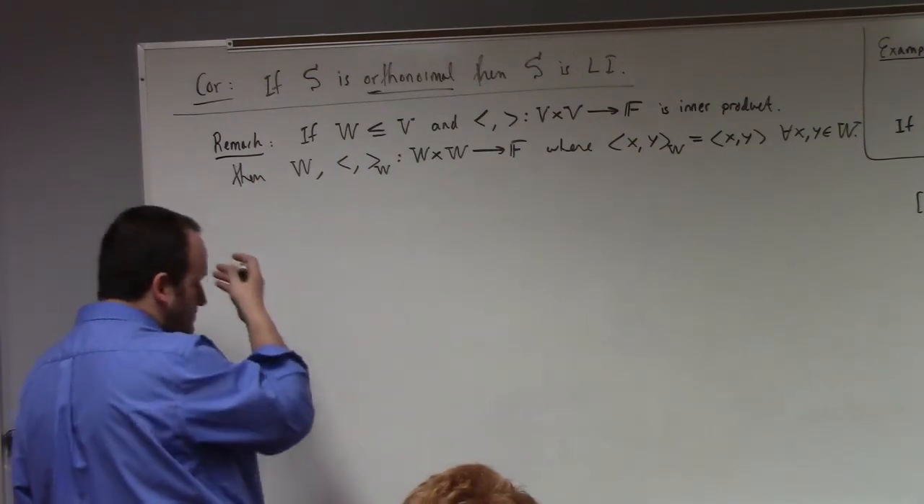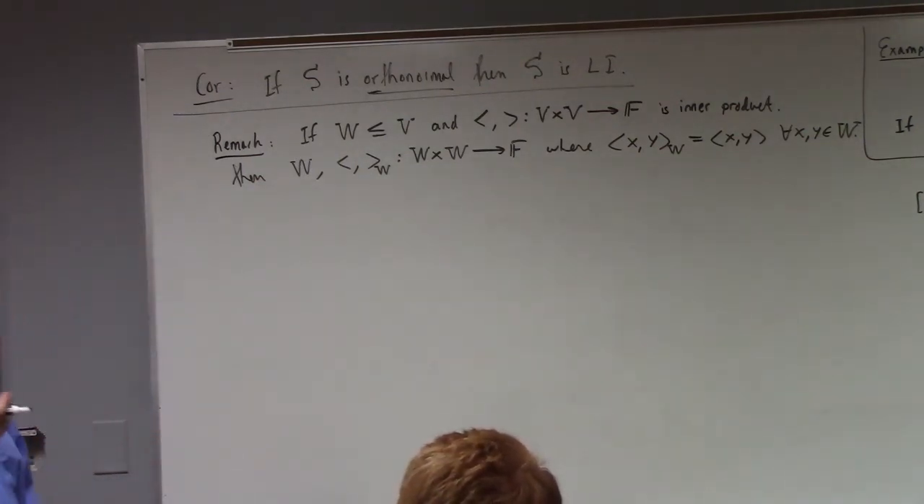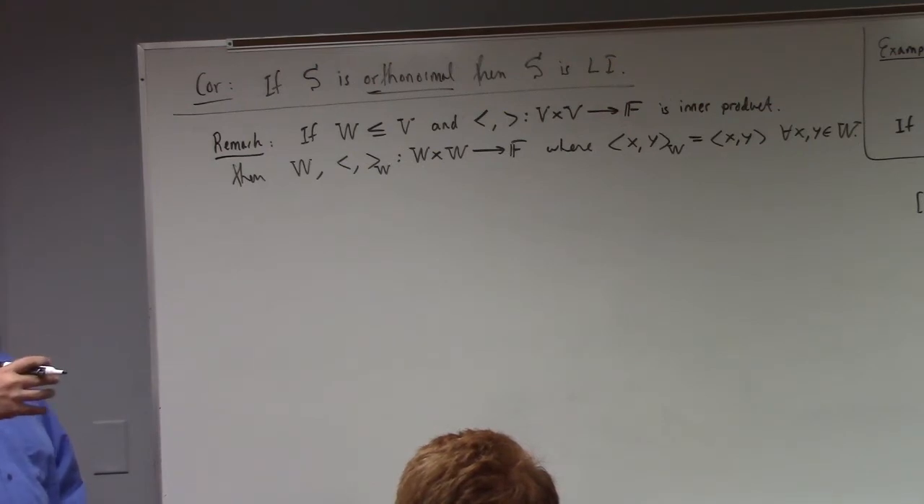Just a comment. That's important in knowing that the theorem I just erased equally well descends to a subspace. If I have an orthonormal basis for a subspace of a vector space, I can also calculate the coordinates of a vector in that subspace by taking inner products with the subspace basis just the same.